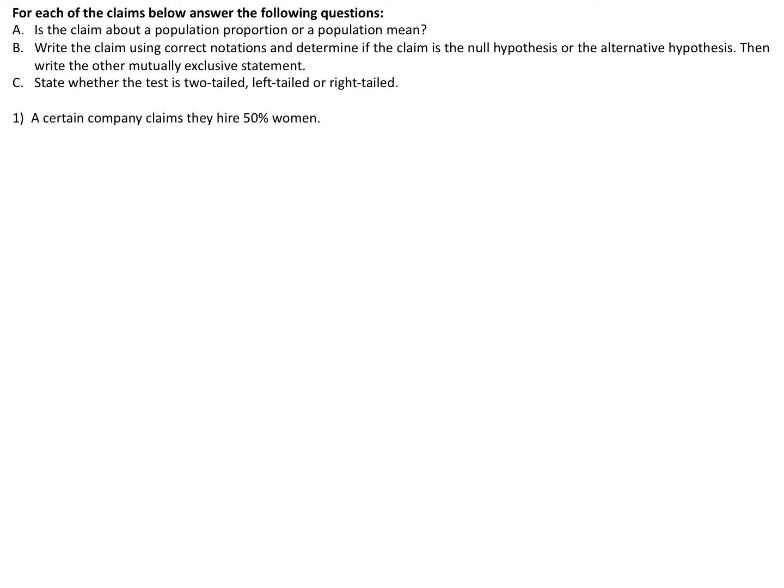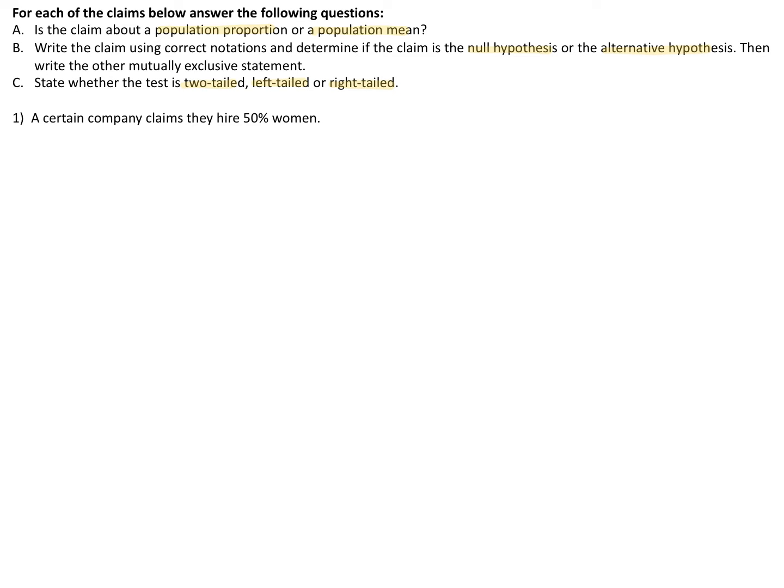Question A, the first thing you want to do is determine if you're dealing with a population proportion or a population mean. B, we're going to then write the claim using the correct notation, and then we're going to identify the null hypothesis and the alternative hypothesis. And then the last thing that we're going to do is figure out if we have a two-tail test or a one-tail test left tail or a one-tail test right tail, because that's going to help you make your conclusion towards the end.